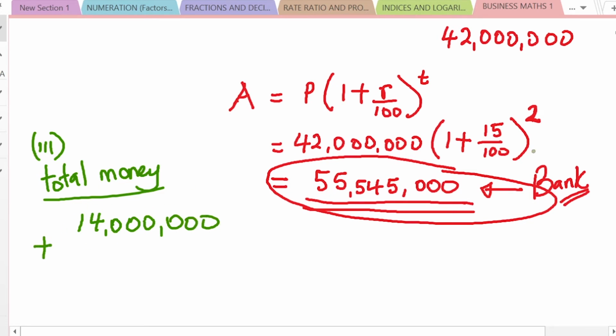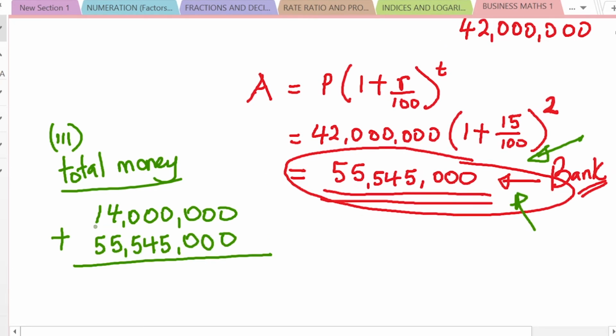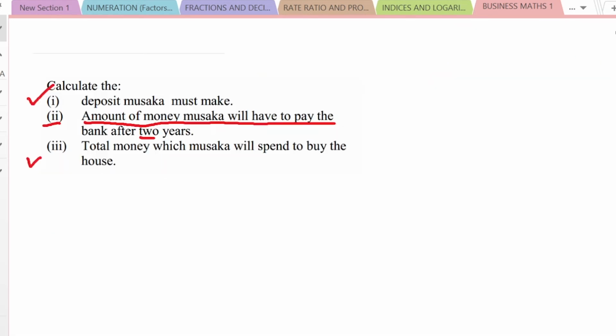Then plus the money he pays back to the bank. This is how much he pays to the bank. We are looking for how much he spends on the house. So it is an addition of the initial deposit plus the money he has to pay back to the bank because of the loan he got to purchase the house. And definitely when you add those two, that's how much he spends to buy the house, 69,545,000. And so that answers Roman 3 as well.